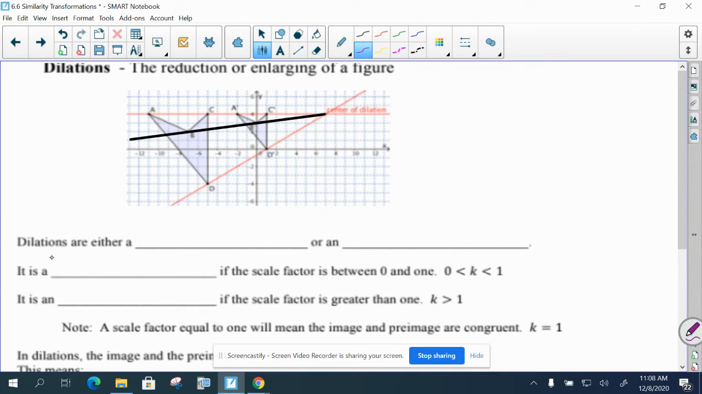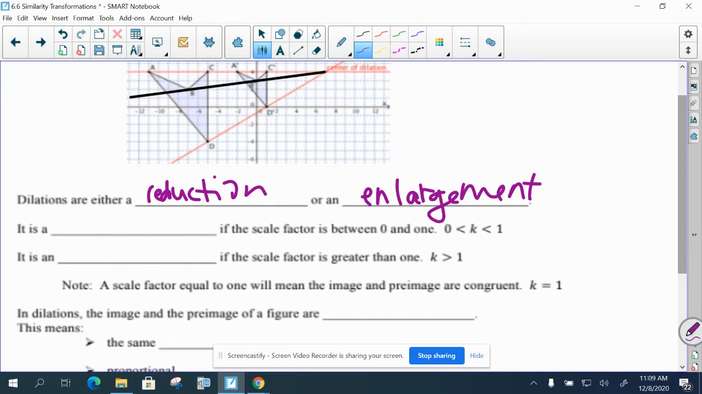Real quick review. Dilations are either a reduction, if it gets smaller, or an enlargement, if it gets bigger. And if you're like Mrs. Billig, I already know this, I don't need to write all this down, then you don't have to. But if this is a good review for you and you want to write it down, then these are your notes and they're for you.